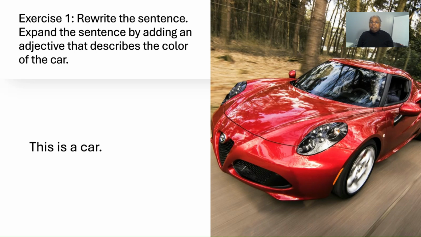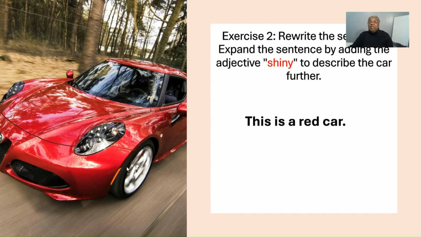Exercise 1. Rewrite the sentence, this is a car. Expand the sentence by adding an adjective that describes the color of the car. Pause the video as needed to work at your own pace. Exercise 2. Rewrite the sentence, this is a red car. Expand the sentence by adding the adjective shiny to describe the car further. Pause the video as needed to work at your own pace.